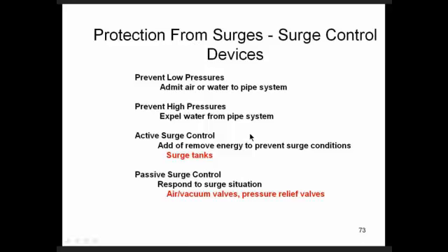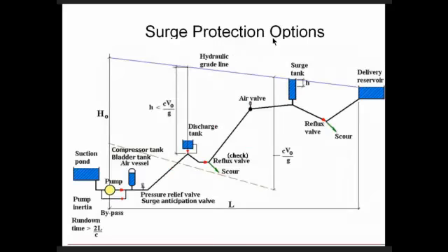Now there's also active surge control and passive. Active tries to prevent the surge from happening, and the surge tank would do that. The surge tank will prevent the pressure from dropping down to cavitation or prevent the pressure from spiking up. Whereas passive surge control responds to the situation, for example, a pressure relief valve. If you set it at 200 psi, the pressure is going to go up to 200, and then it will relieve it.